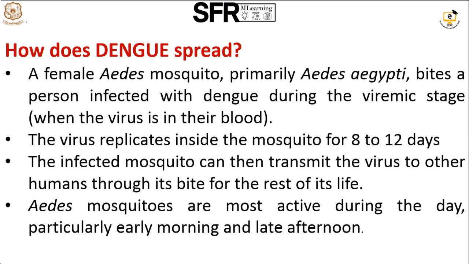After that, the virus multiplies or replicates inside the mosquito for about 8 to 12 days. The infected mosquito can then transmit the virus to other healthy persons through its bites for the rest of its life. Aedes mosquitoes are mostly active during the daytime, particularly in the early morning and late afternoon.